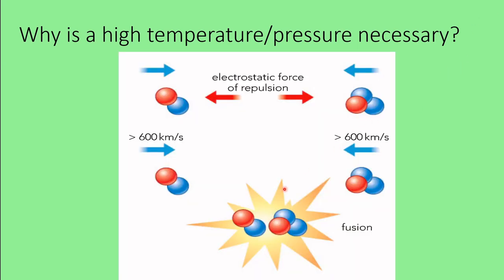Okay, we need it because the protons that make up the nuclei that we're using are both positively charged. So we're trying to collide two positively charged nuclei together, and positive charges want to repel each other, so you need a lot of temperature and pressure to make a lot of energy to allow those two to actually meet, otherwise they'll just repel each other. And you need to get these nuclei to roughly 600 kilometers a second for them to fuse.